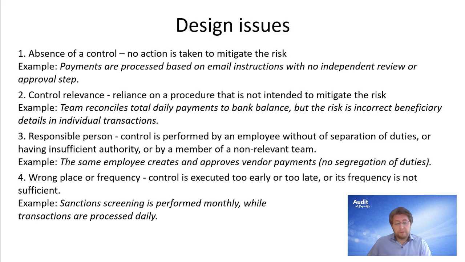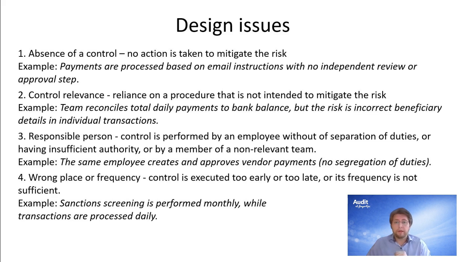Third type is the responsible person. You remember the same questions we ask when we assess controls. So who is doing the control? We may observe during the design assessment that the person assigned for the control execution, or the requirements to that person, might not be the best. For instance, it might be a person without sufficient authority, or, like an example, there might be no separation of duties when the same person creates and approves payments, or the control might be executed by a person from a non-relevant team, for instance, not possessing the right skills.